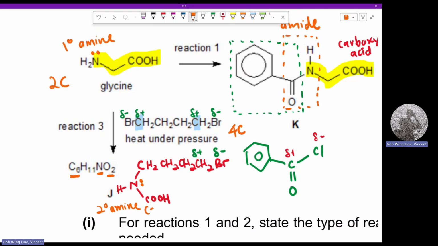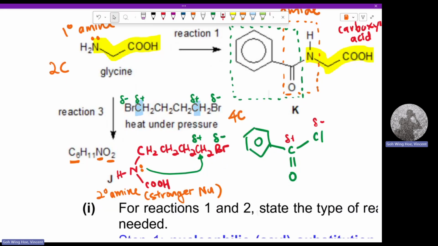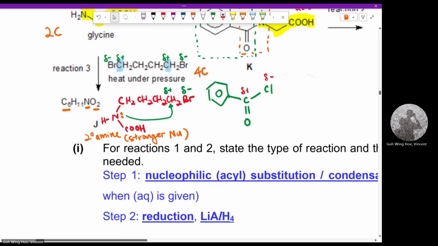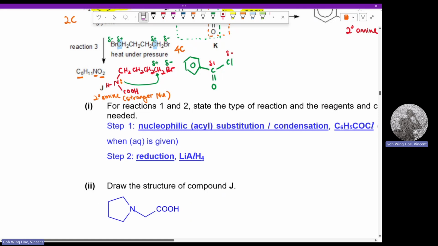So this is a stronger nucleophile than before. So what will happen next is that the lone pair on the nitrogen atom will then be able to come in to attack the electron deficient carbon atom on the other end of the molecule. Okay, so that would effectively form a loop, or form a ring, in your structure. Let's look at how the structure will look.